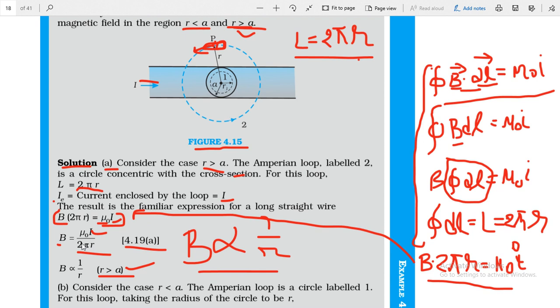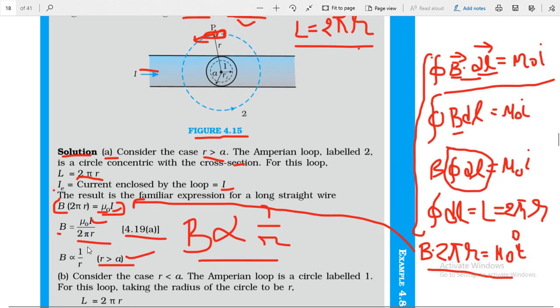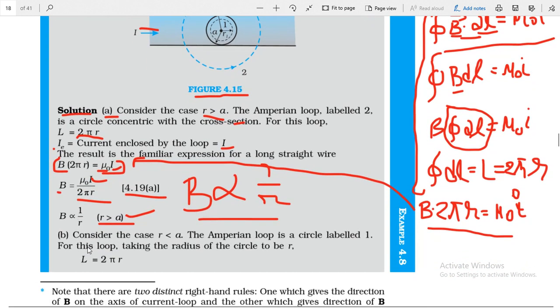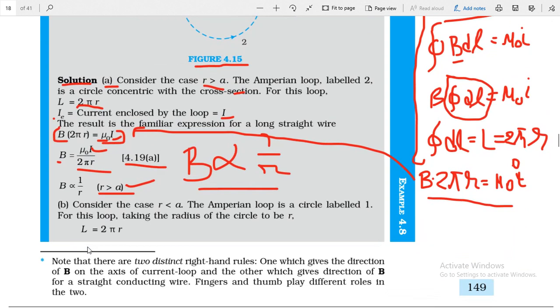Sometimes it may be 2 into 10 to the power minus 7, because the value of mu naught upon 2 pi is 2 into 10 to the power minus 7, I upon r. So you can write in terms of mu naught or in terms of the constant 10 to the power minus 7 into 2. Okay, so this is your choice.